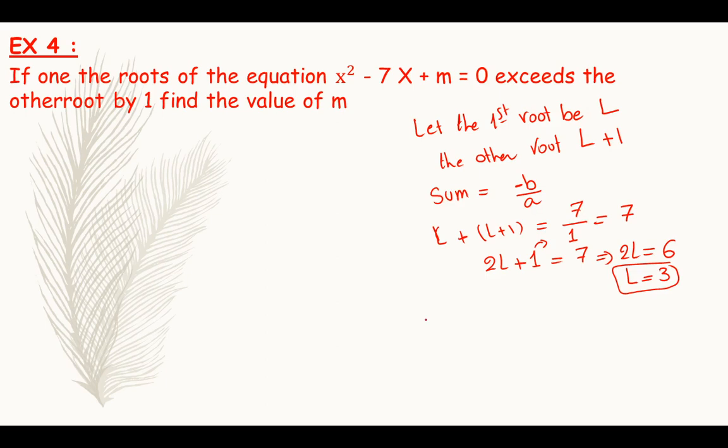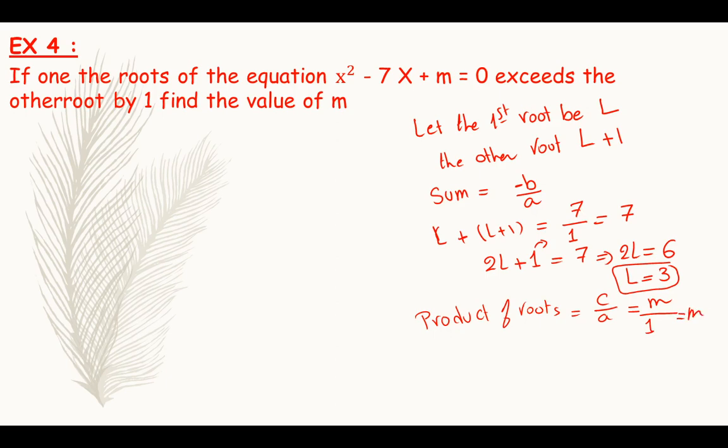So we are going to find the product of the two roots. The product of roots equals C over A. So what is C? The absolute term. And the absolute term in this example is M. Over A. What is A? A is the coefficient of x power of 2, so this equals 1. So M over 1 equals M.